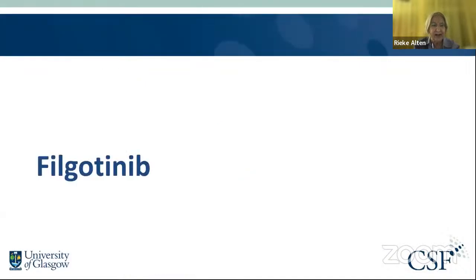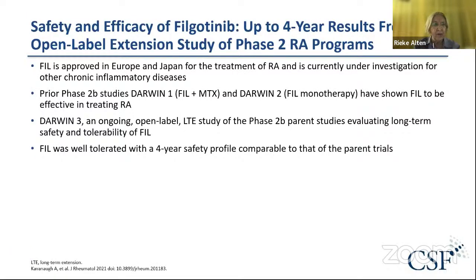So filgotinib, that was the last companion in the group, also a specifically JAK1 inhibitor. Next slide, please. And the data are also very good. There are many data collected by now on the safety and efficacy of filgotinib up to 4-year results. There was a publication of an open label extension study of the phase 2A RA program. And we also participated in this program in our trial unit. And now filgotinib is approved in Europe and Japan for the treatment of rheumatoid arthritis. And it will still be under investigation for other chronic inflammatory diseases. And in the last 4 weeks, I think it has got already another approval for the axSpA group of patients. So that is also new information for this group of patients.